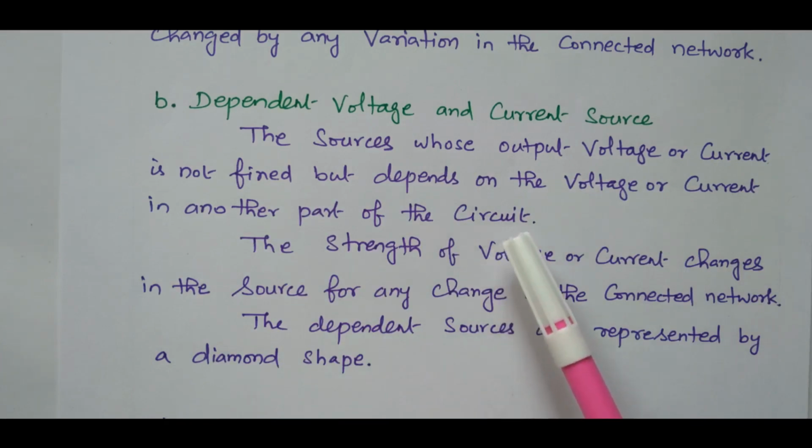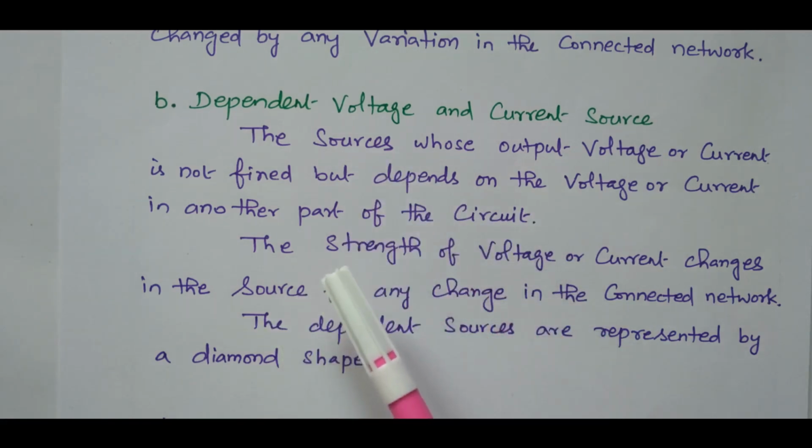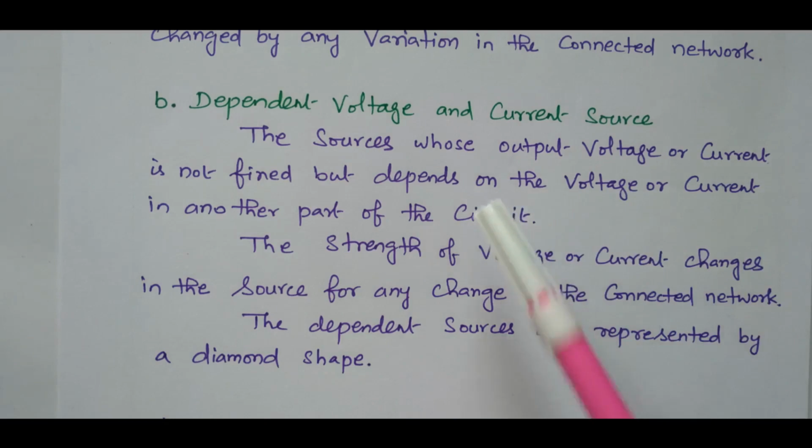Right? So due to the load or some other parameter, any changes will reflect in the source also. The source voltage and current also will be affected. The source voltage and current is not constant. It will vary along with the variation of any other part of the circuit. If any variation is there in any other part of the circuit, then source current and voltage also change. The strength of voltage or current changes in the source for any change in the connected network.